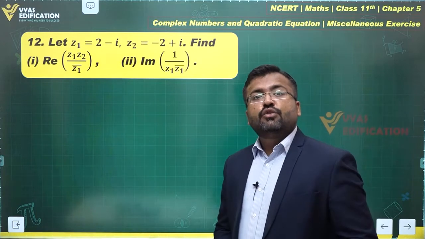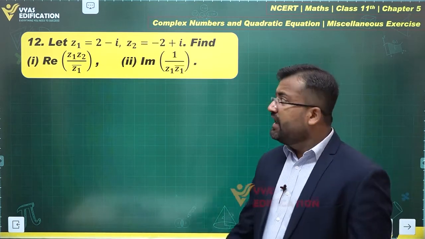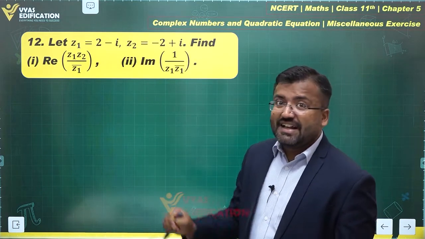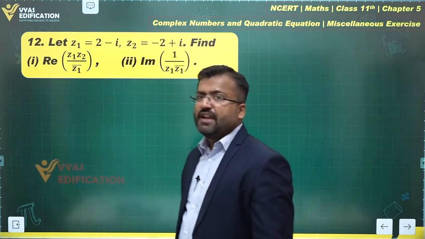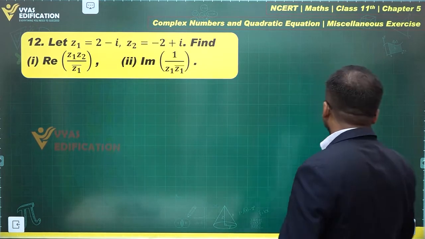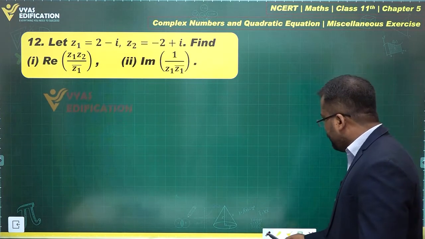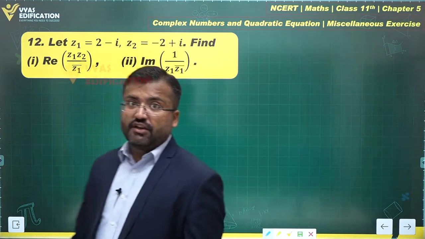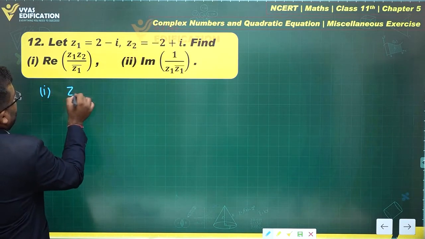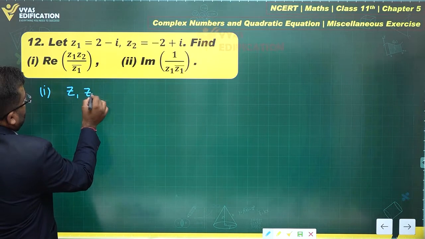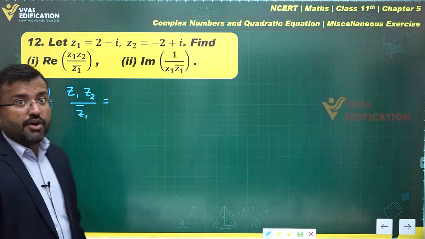How to go about attempting this question? It is pretty simple. First of all, instead of finding the real part directly, we'll first simplify this expression over here. Let's take a look at this expression and try and solve the first part. So the first thing that we are supposed to do is simplifying this expression. What do we have in the first part? We have Z1, we have Z2 and the conjugate of Z1, that is Z1 bar, in the denominator.